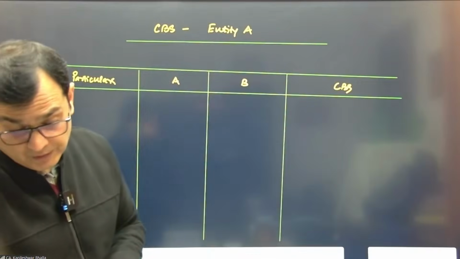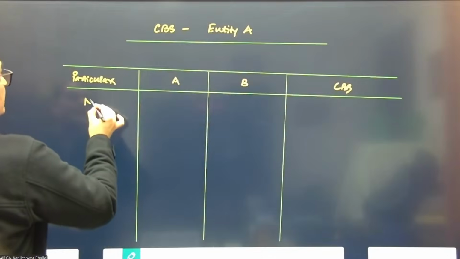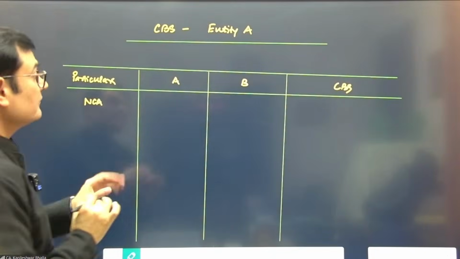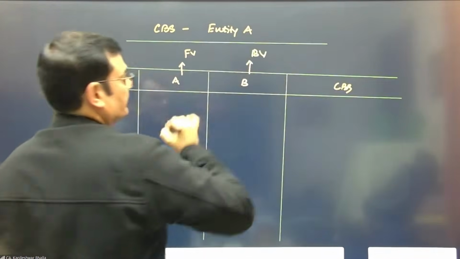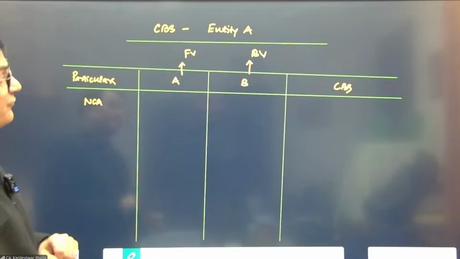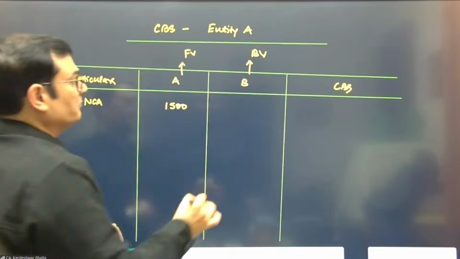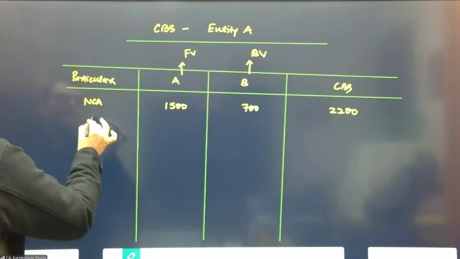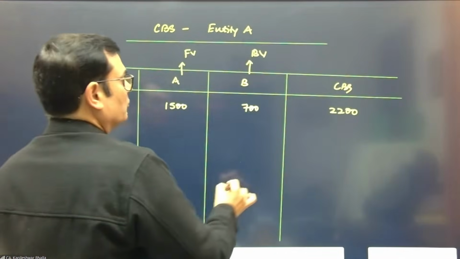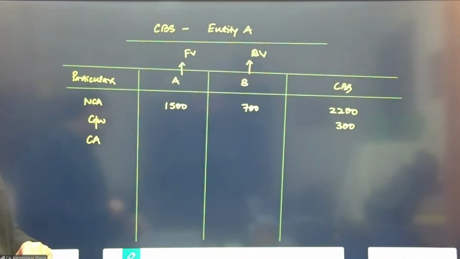To begin with, the current assets. I think in the balance sheet we're given current, but I'll take non-current first. So let's take the non-current assets. Remember, for A we are going to consider fair value, and for B we're going to consider the book value. So non-current assets of A, I guess, was 1500. And as far as B is concerned, we're taking the book value, that is 700. So this works out at 2200. And lest we forget, let's take the goodwill. I guess the goodwill we got was 300. And then we consider the current assets. The current assets are supposed to be 500 and 700.